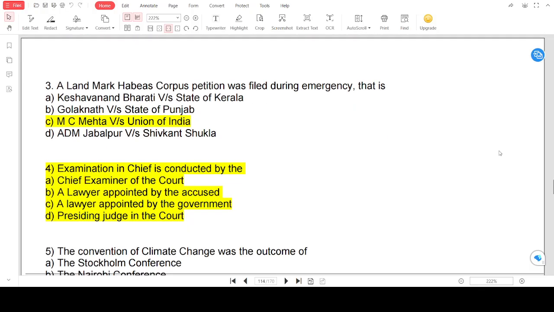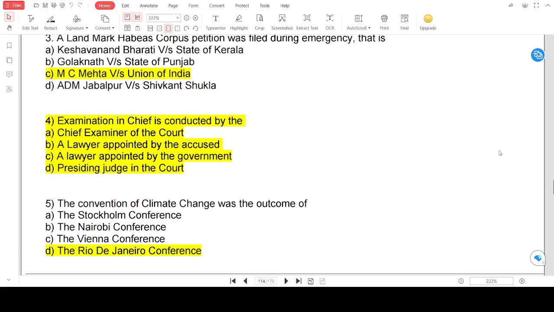Examination in chief is conducted by chief examination of court, a lawyer appointed by accused, a lawyer appointed by government, presiding judge in a court.